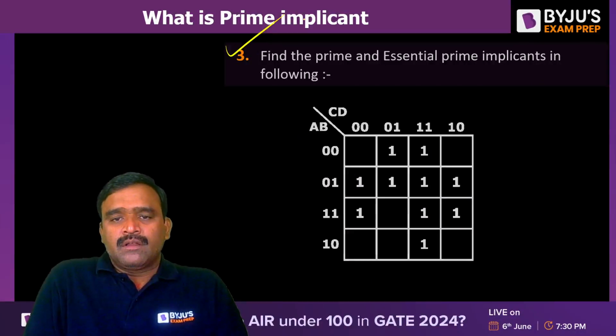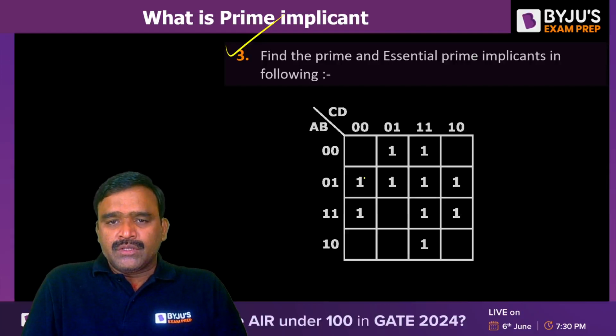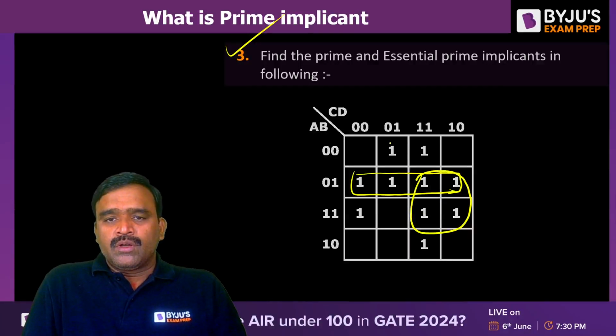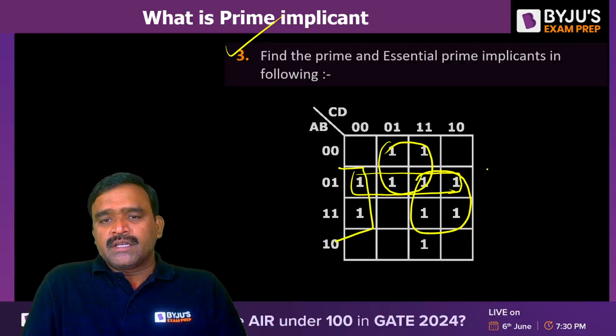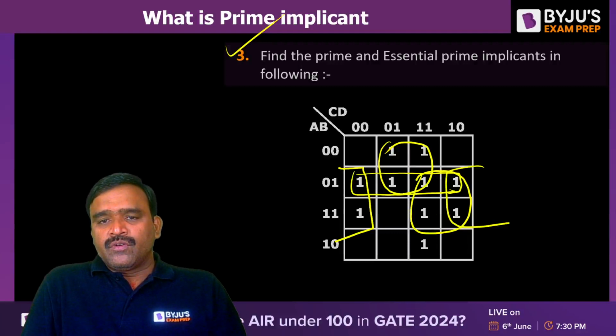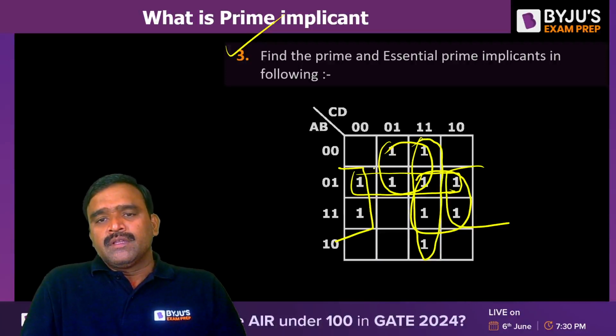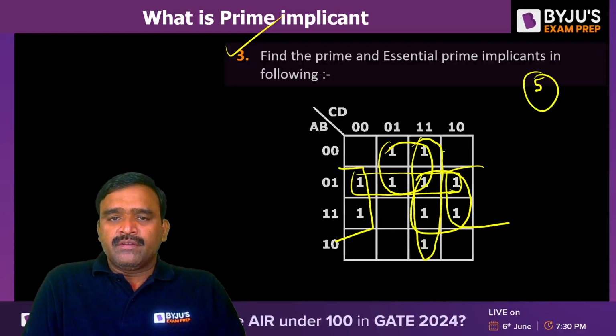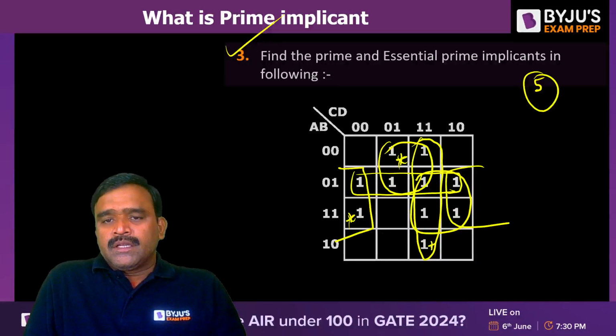If we consider this, these 4 come under one quad. To cover these two ones, we can take this as a quad. To cover these ones, we can take this as a quad. And to cover this one, we can take this and this as a quad. And these four ones also can be considered. So 1, 2, 3, 4, 5. Number of prime implicants are 5, and essential are 1, 2, 3 essential prime implicants. So 3 of them are essential prime implicants.